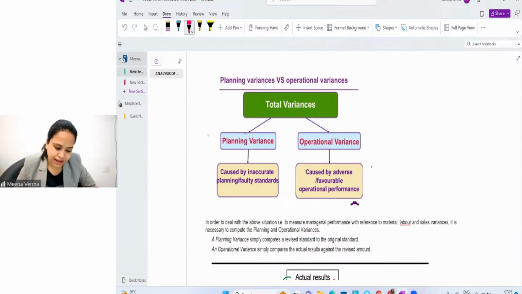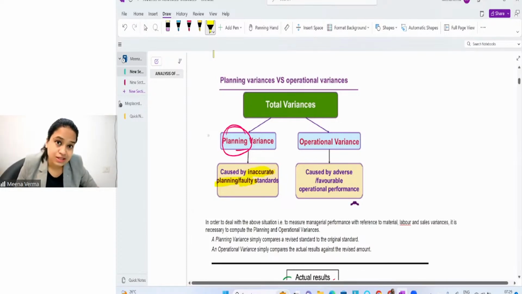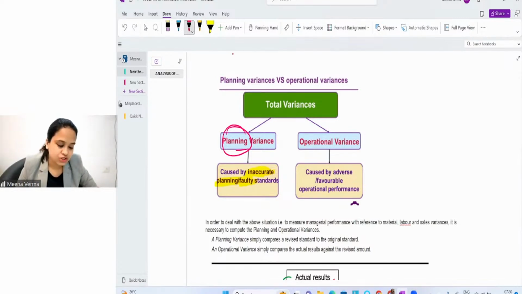this point that planning variation arises. This variation arises because there is any fault in planning by the CEO. If the CEO made some mistake at the strategic level, then this variation will come, right? So this variation will arise if there is any faulty standard and inaccurate planning. If there is a mistake in planning, who will make it? Strategic level manager. So if there is any fault in planning, okay, who is responsible? Strategic level manager is responsible for this. All right, then operational variation.